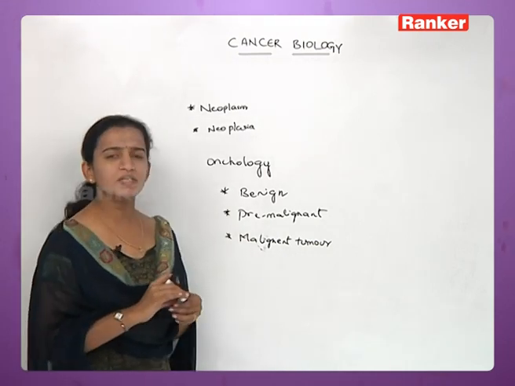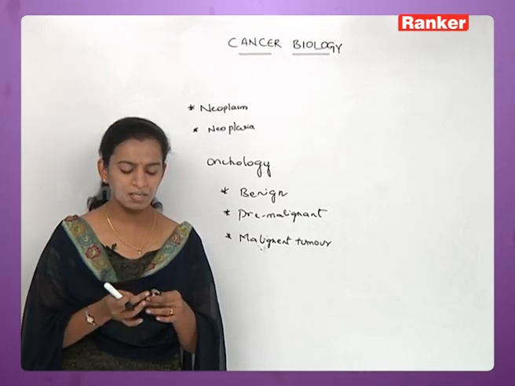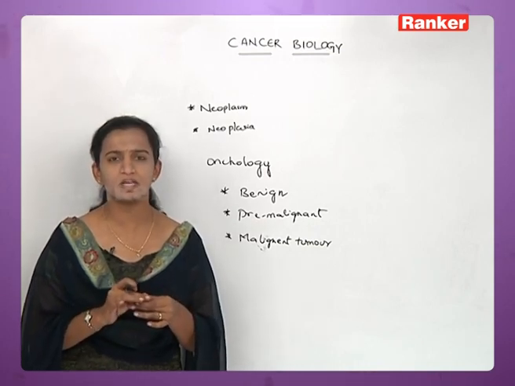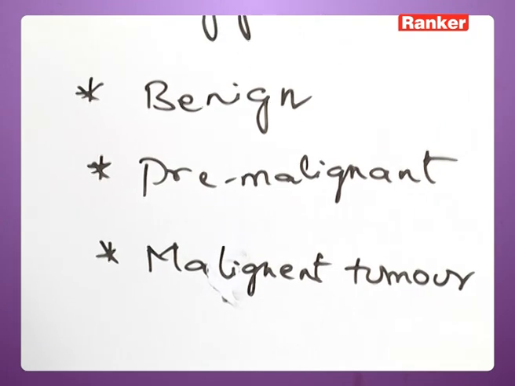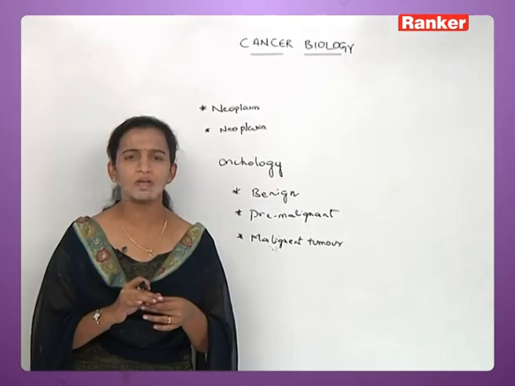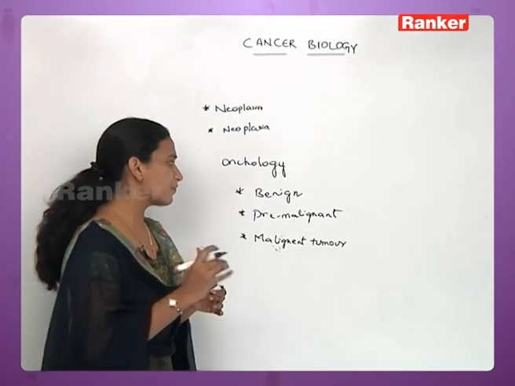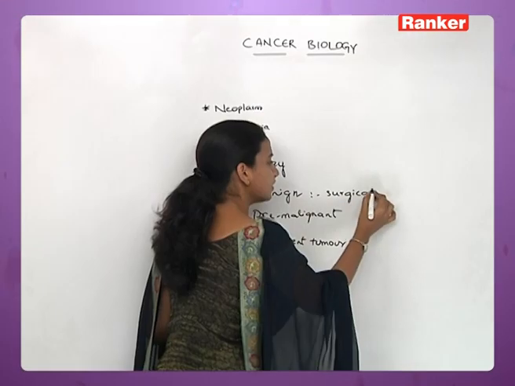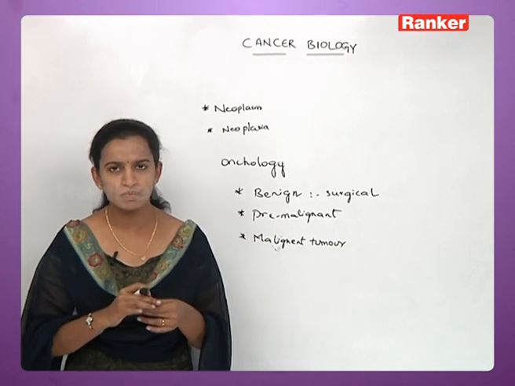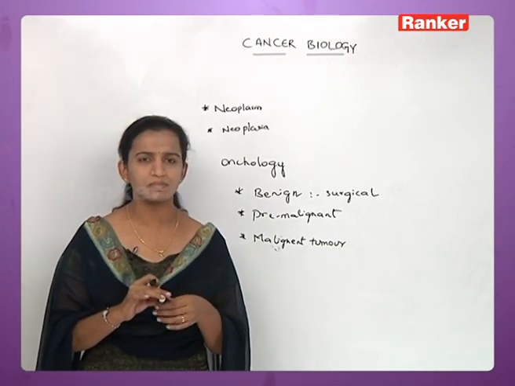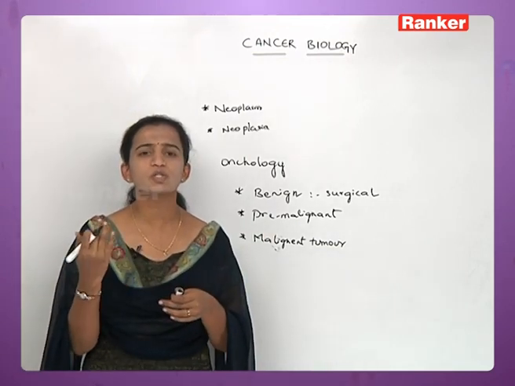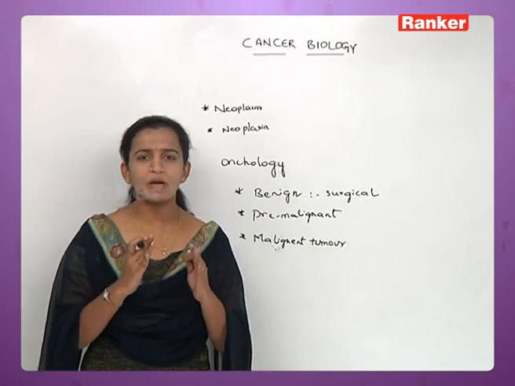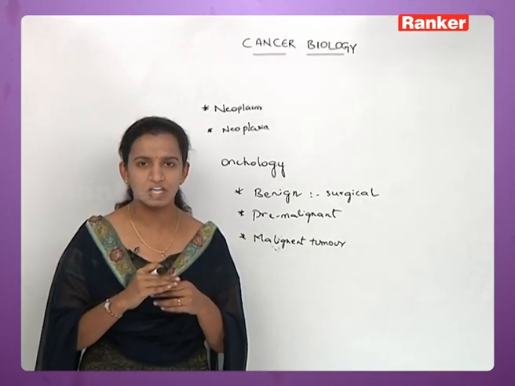A benign tumor can actually be removed by surgical methods. For example, fibroids which are present in the uterus can be removed. That means if there is a surgical method for any sort of cancer, it can be removed by the surgical method, and it is not spreading. It is not going to spread to the rest of the body. It is restricted to one place and it can be removed by surgery.